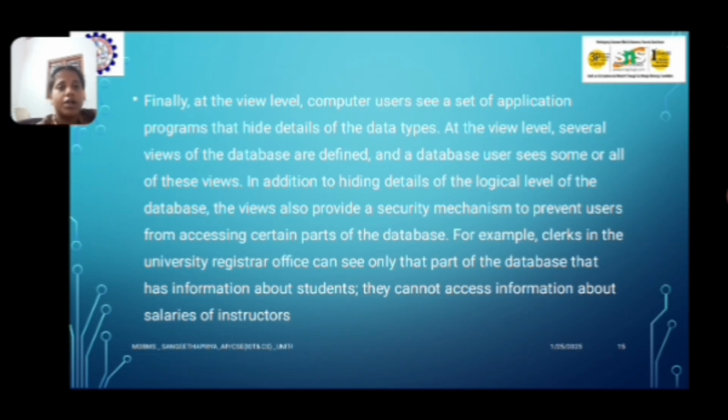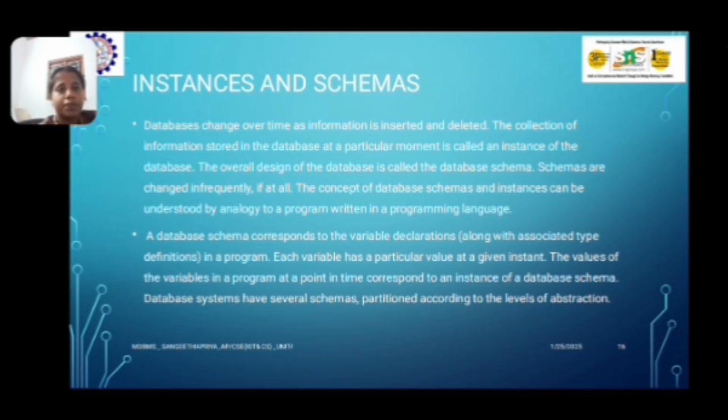For example, clerks in the university registrar's office can see only the part of the database that has information about students. They cannot access the information about the salary of the instructors.